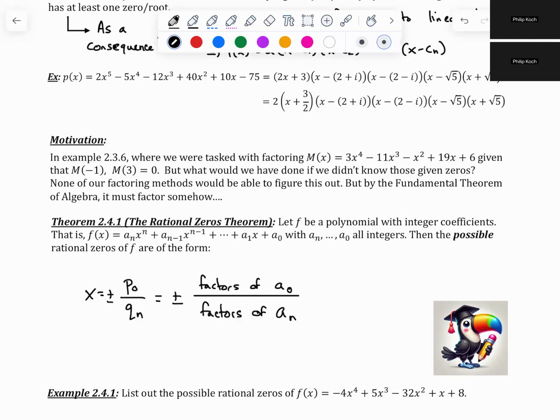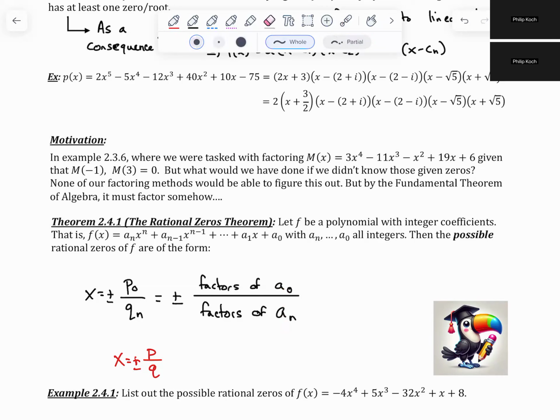But there's a reason why most textbooks will write it as x is equal to, so don't write this down, but most textbooks will write x is equal to p over q plus or minus, where p is a factor of a sub 0 and q is a factor of a sub n. But I found that that didn't really make much sense. Why is p being used for a sub 0 and q being used for a sub n? So I decided to add my own little subscripts. So p sub 0 and q sub n to correspond to a sub 0 and a sub n.